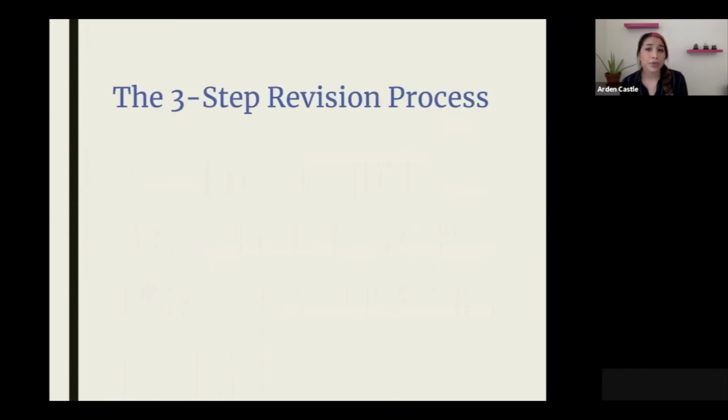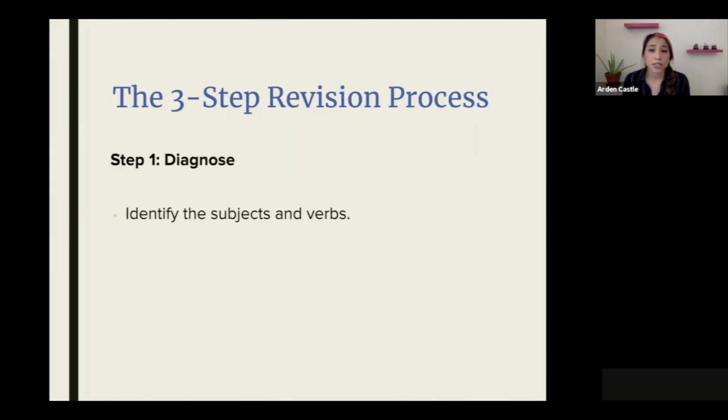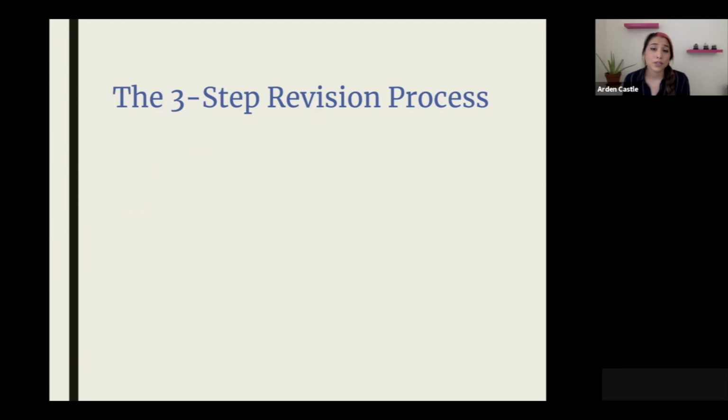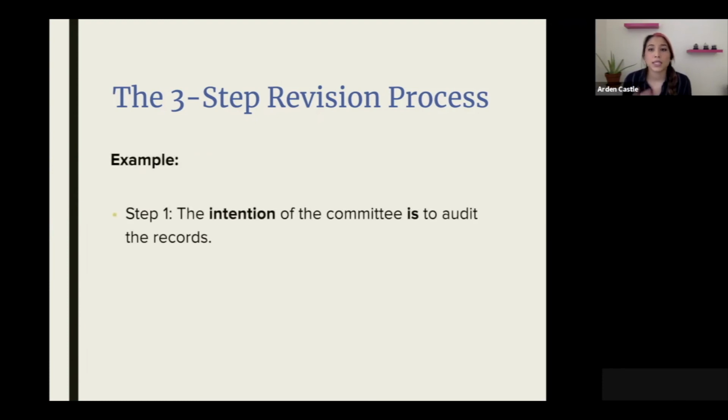So how can we revise for clarity in our papers? Well, there are 3 steps to follow, starting with diagnosing the problem. We want to identify the subjects and verbs in our sentences, look for abstract nouns in the subject phrase, and check for passive voice. So for example, in the sentence, the intention of the committee is to audit the records. Intention is the subject and is the verb.